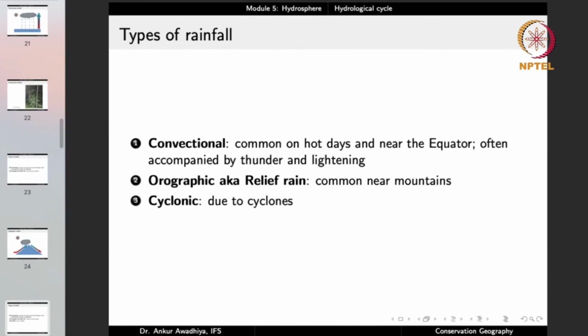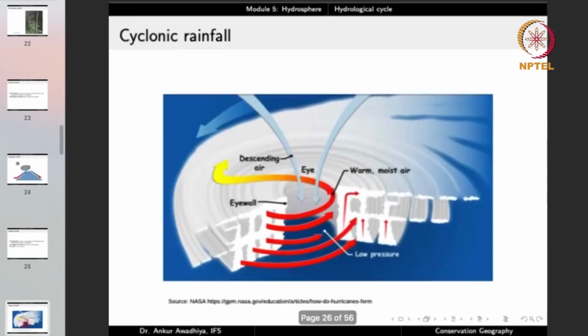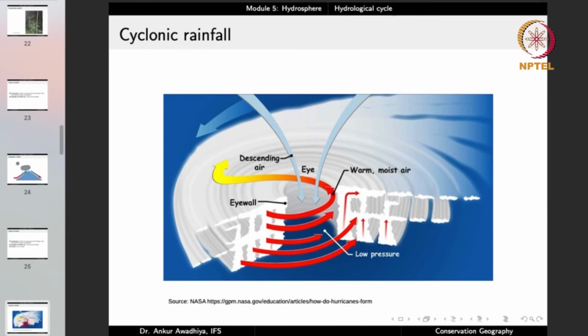Third, we also have cyclonic rainfall that occurs with the cyclones. And we had observed that in the case of cyclones, you have a very rapid movement of air towards a low pressure center, and then the air moves up. The air also rotates because of the Coriolis force, and when the air is moving up, you get a tremendous amount of rainfall. Now this rainfall is only associated with the cyclones, and so this is known as the cyclonic rainfall. So these are the three major rain types. You have convectional rainfall, orographic rainfall, and cyclonic rainfall.